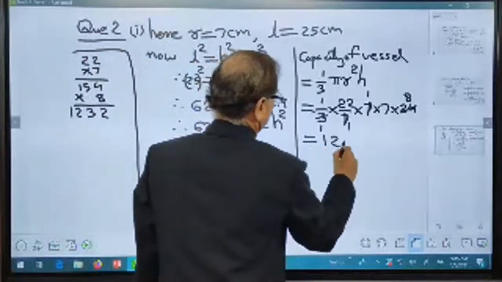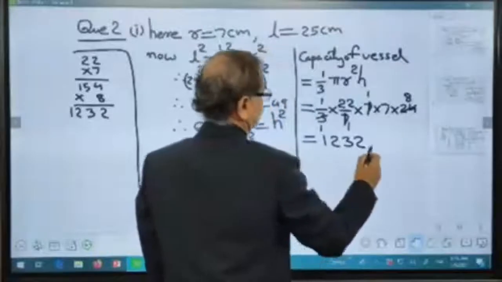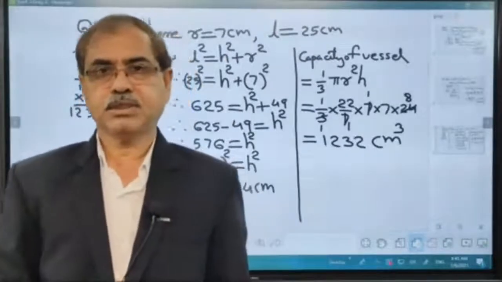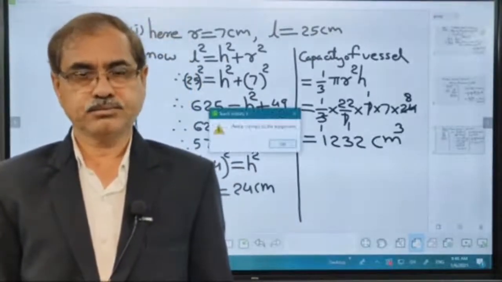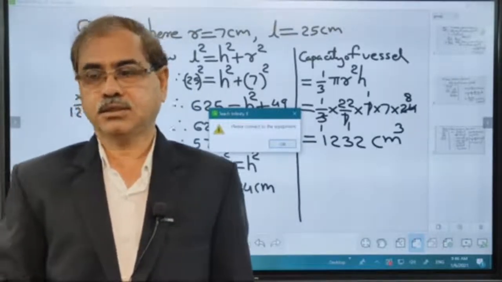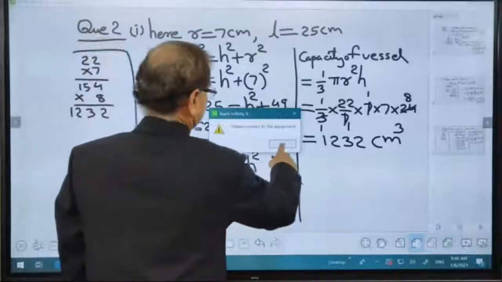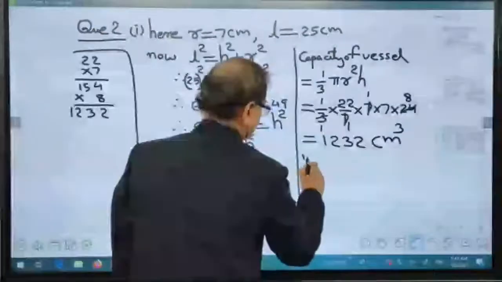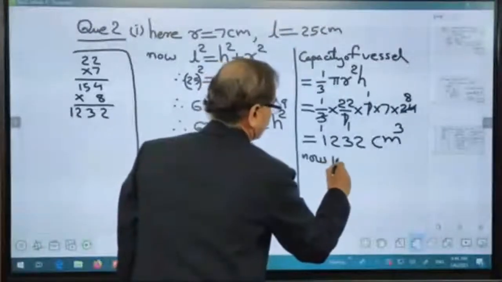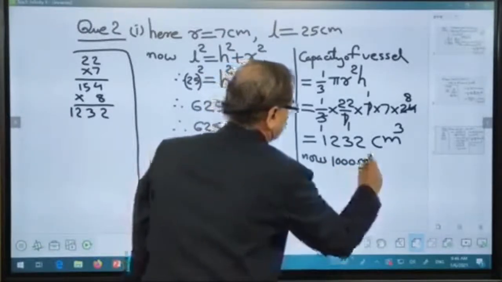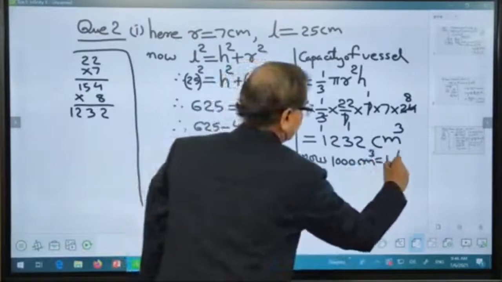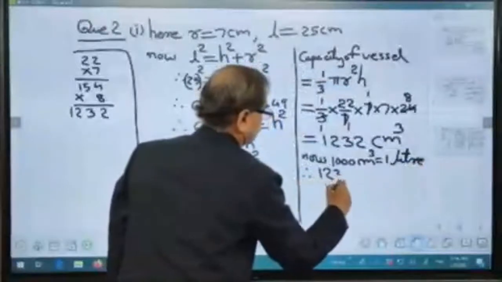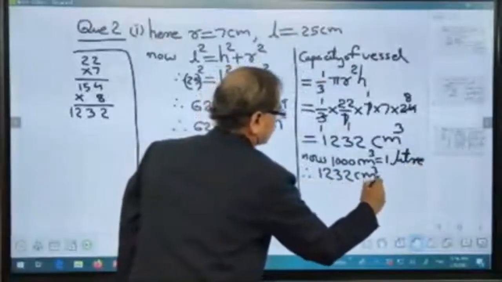1232 is our product, and the unit at present is centimeter cube. But are we asked the capacity in centimeter cube? Answer is no. They have asked us to give the answer in liter. Find the capacity in liter. So we have to change centimeter cube into liter. We write 1000 centimeter cube equals 1 liter. And therefore 1232 centimeter cube is equal to how much?